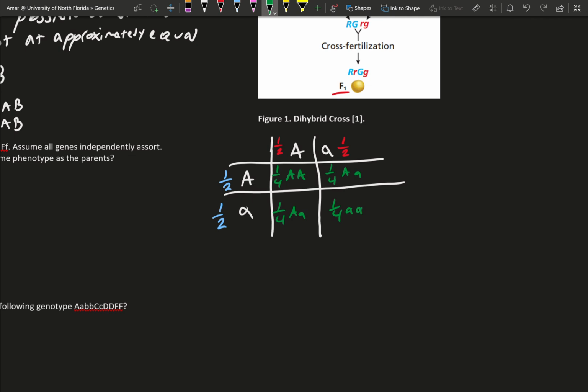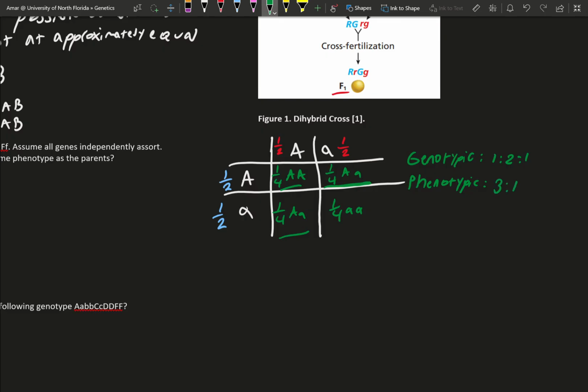So our genotypic proportion from this monohybrid cross is a 1 to 2 to 1. Because big A, little a here is the same as this one over here, we combine them together by addition. So 1/4 plus 1/4 is 1/2. And then the phenotypic ratio: this phenotype is the same as the big A, little a phenotype, so it's essentially 3 to 1.